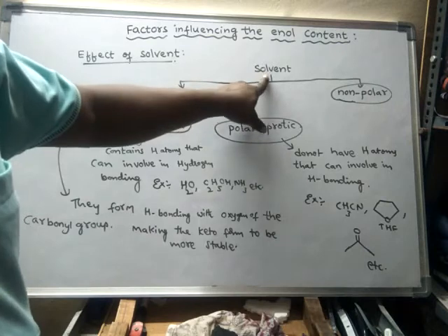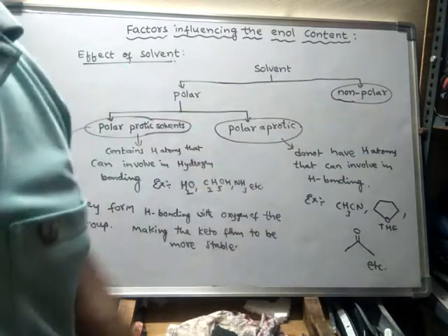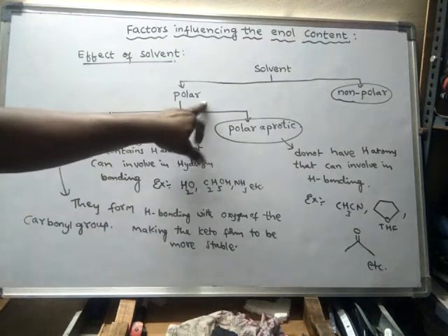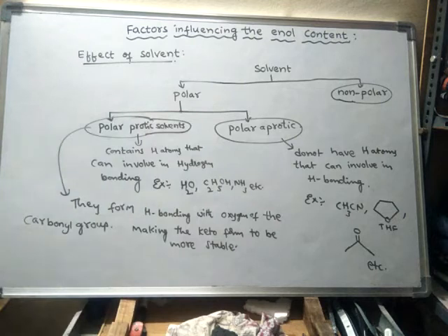We can classify the solvents into several types. Here solvent can be classified mainly into two types: polar solvents and non-polar solvents. Polar solvents have polarity. That means they can form positive and negative charges. For example, water.